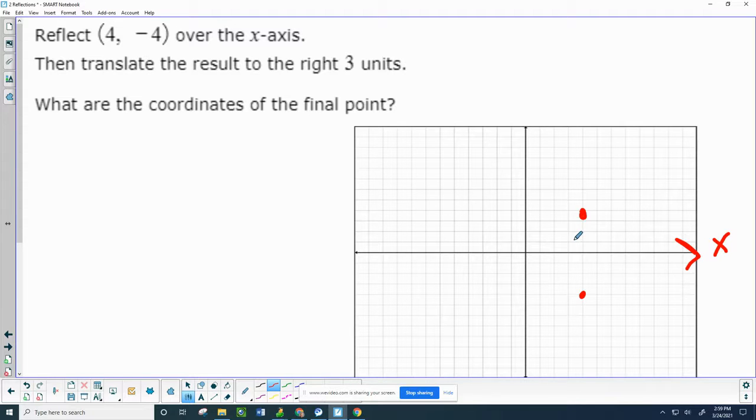Then translate that. So we've reflected it across the x-axis, and then we're going to translate it 3 units to the right. So 1, 2, 3. So here's our final point. And then what are the coordinates of that point? Well, it's 1, 2, 3, 4, 5, 6, 7, and 1, 2, 3, 4. So our final point right there is (7, 4).